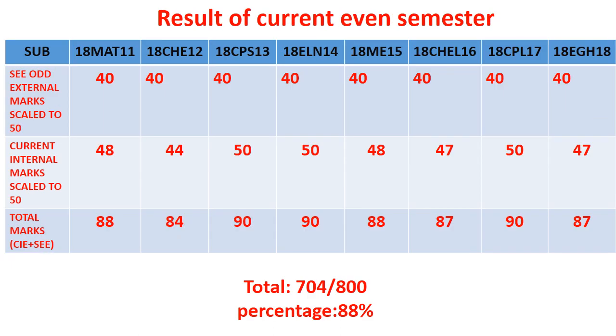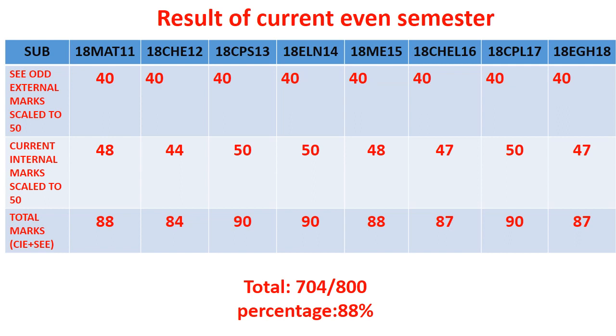As per the circular, to get the result of the current even semester, we should take the semester end examination odd external marks scaled to 50 and the current internal marks scaled to 50. So 40 is the average of the previous odd semester, and the average 40 should be the same for all the subjects. 40 plus 48 is 88, 40 plus 44 is 84, 40 plus 50 is 90, 40 plus 50 is 90, 40 plus 48 is 88, 40 plus 47 is 87, 40 plus 50 is 90, 40 plus 47 is 87.